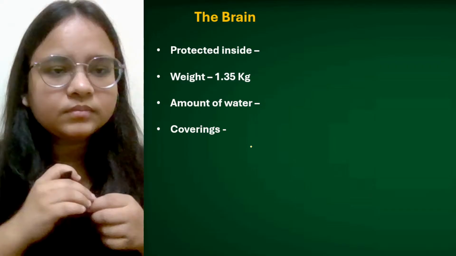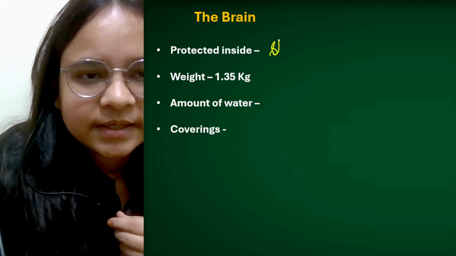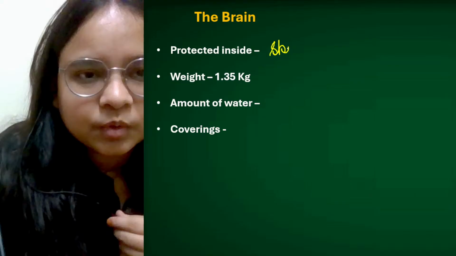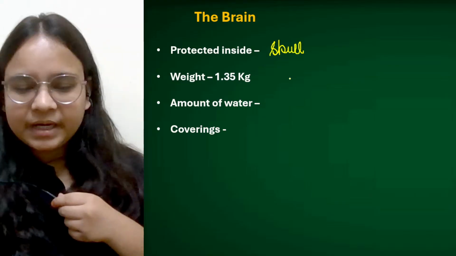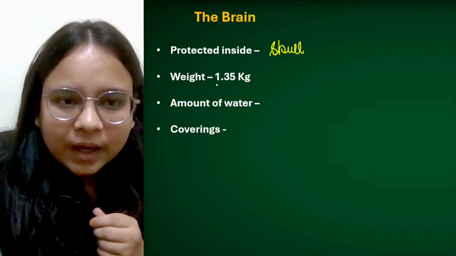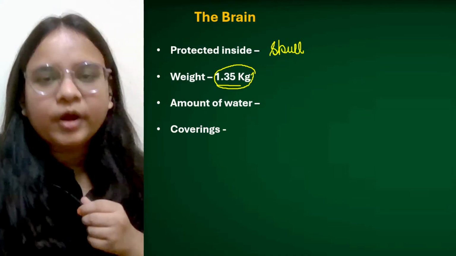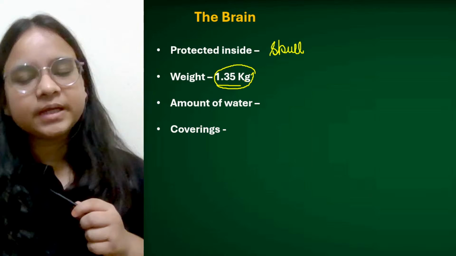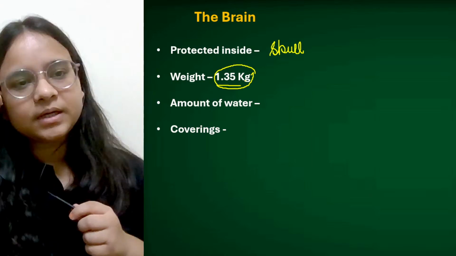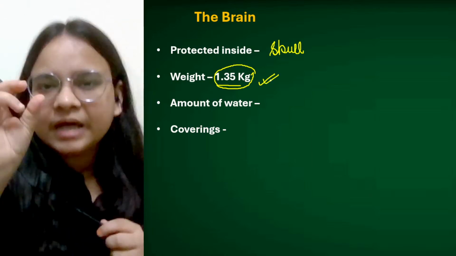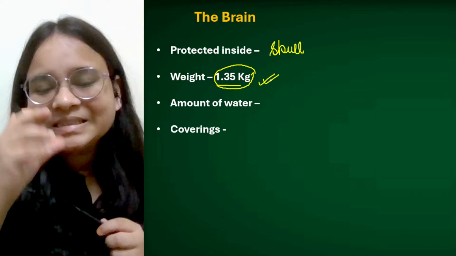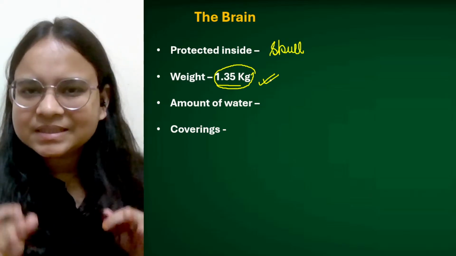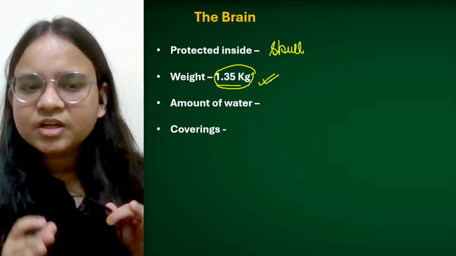It is protected inside a bony cage, which we call the skull, right? In a normal adult, the weight of the brain is approximately 1.35 kg. These data are generally not asked in examinations, but since it is given in your book, I'm just highlighting these points.